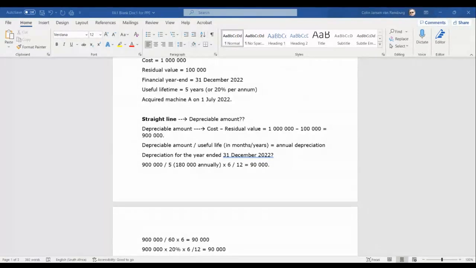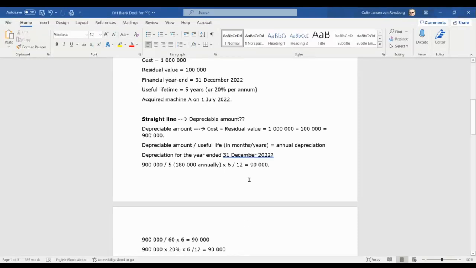So if we see those figures that we've got there in the chat, the cost is still 1 million rand, and now our accumulated depreciation is 270,000 rands. That means on the 31st of December 2023, what is our carrying amount? 730. Thank you, Jodine. That is spot on.